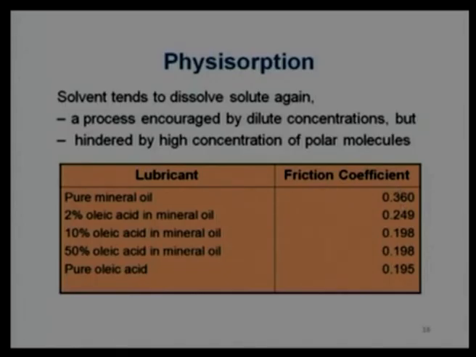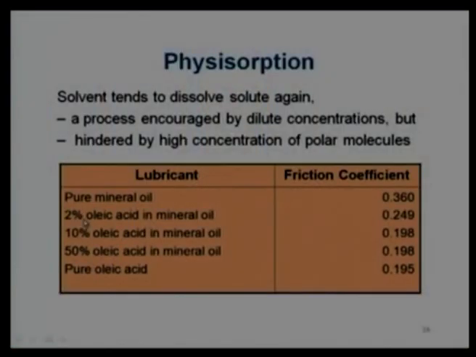I am using the word estimation because we can never get the exact value of the coefficient of friction. It is only an estimation. It will have some sort of probability. When we add 2% of oleic acid, we can find a substantial change in coefficient of friction from 0.36 to 0.25. That is a substantial change. But after that, increasing oleic acid is not going to change it significantly.